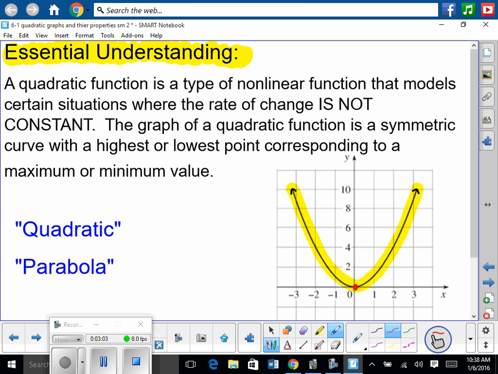So you're going to hear quadratics called quadratics, obviously, or parabolas. So parabola, quadratic, same thing, just different ways of saying it. You're going to hear it both ways all the time. Let's all say parabola so we can practice. 1, 2, 3. Parabola. 1, 2, 3. Parabola. So a parabola is a quadratic. So you just have to know that.